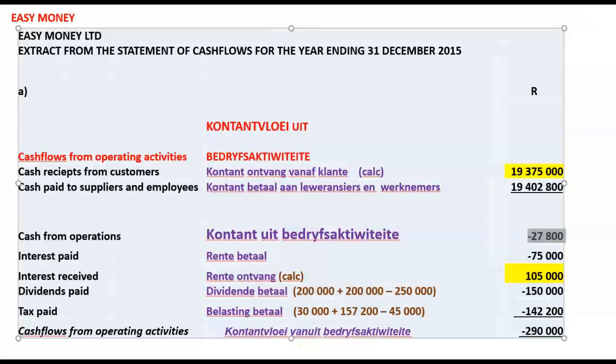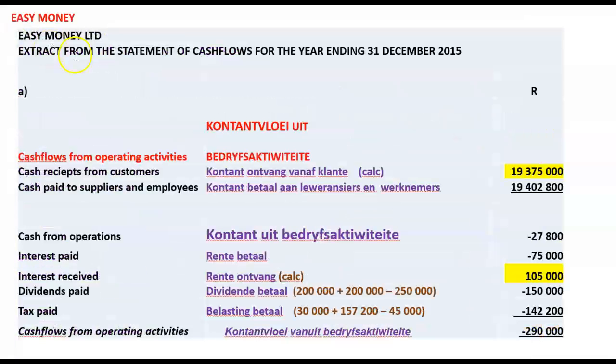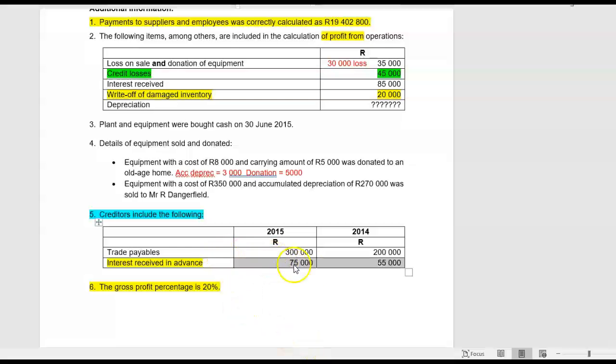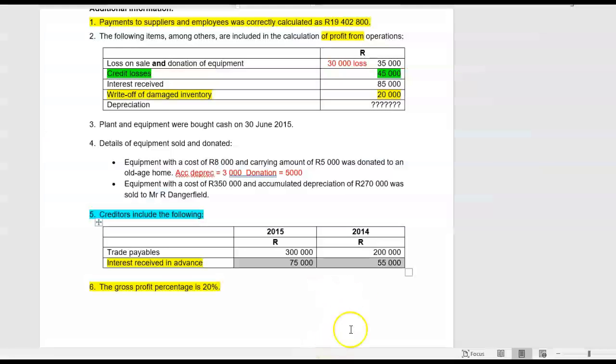Good. Interest paid. Now there's nothing funny about interest paid, so therefore we can use the full 75,000 Rand. Interest received though, we have just established that there was interest received in advance last year, as well as interest received in advance at the end of this year. So best is to draw a T account with interest received in advance. The opening balance is last year's balance of 55,000. The closing balance is the end of the year balance of 75,000. That 55 and that 75.